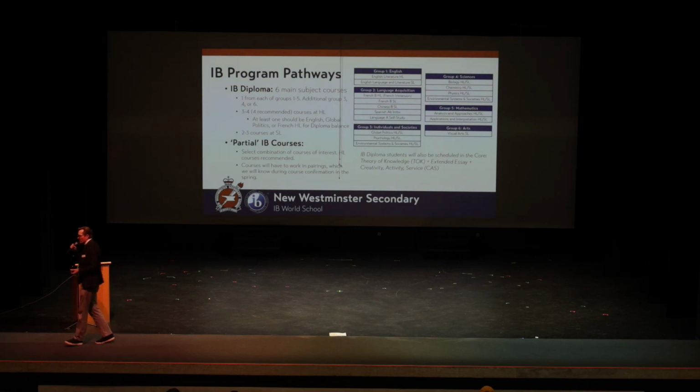Or if what you really want to do is take English and political science at the IB level, but sciences and math might not be in your area of interest, you could just focus on a few of those. And what we have to then work out, and we would do this later on after the applications, is try to find courses that work in our IB timetable in what we call pairings. We talk about that more once your applications are complete.